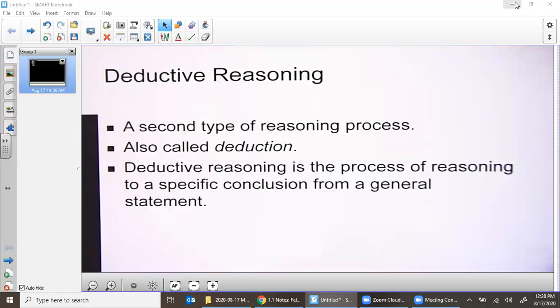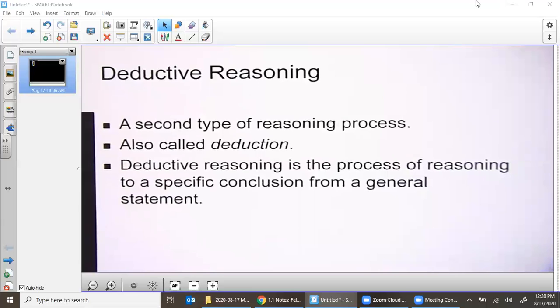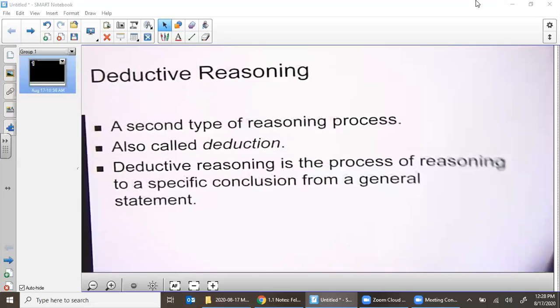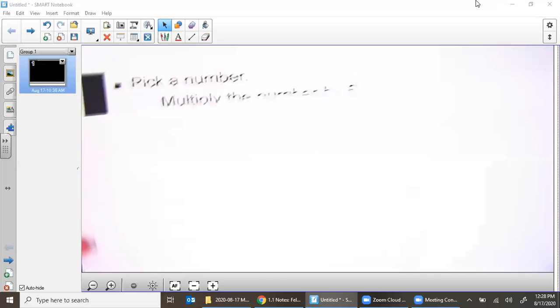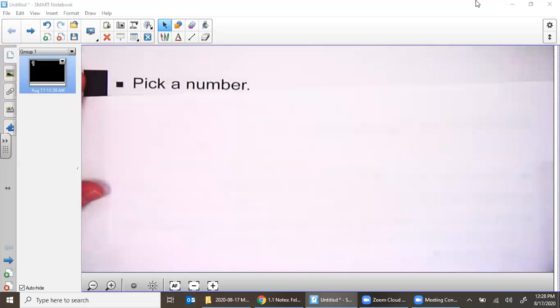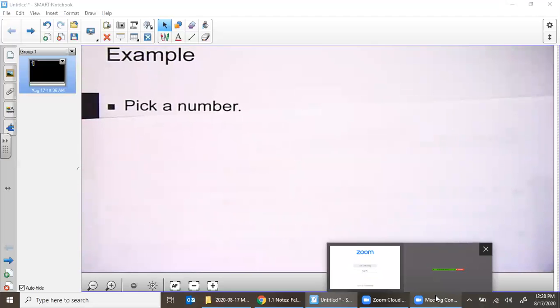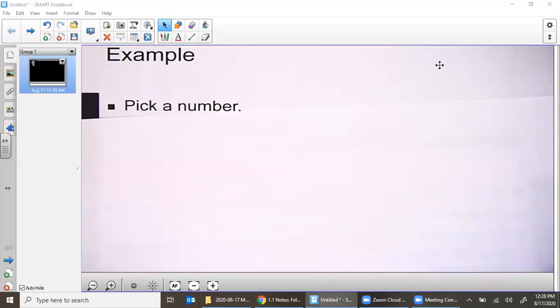Okay, so an example is, I'm going to read you guys some instructions, and I want you to write down what I'm telling you to do in your notes. I don't want you to write this stuff down, but I want you to first pick a number. So write down any number that you want in your notes. And I don't want you to tell me what it is. Just write it down in your notes.